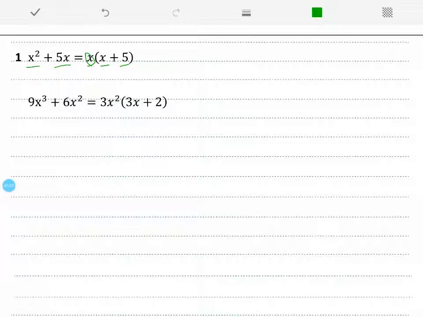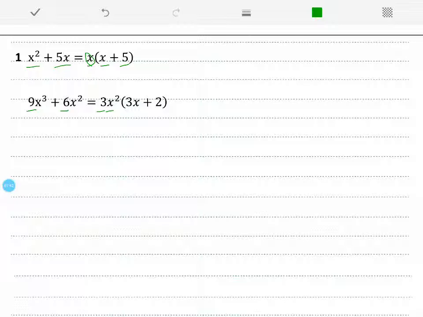Next example, 9x cubed plus 6x squared. You try your best to find the largest common factor. For the numbers 9 and 6, the largest common factor is 3, so you write 3 here. For the polynomials x cubed and x squared, the largest common factor is x squared. So actually, the largest common factor is 3x squared. Then followed by a pair of brackets.